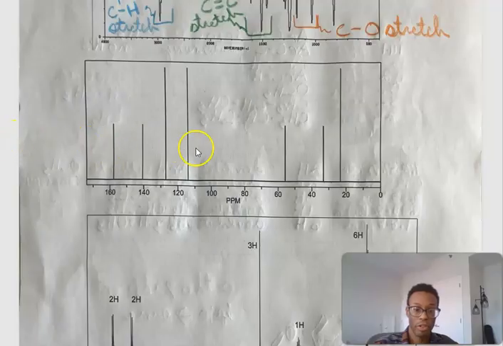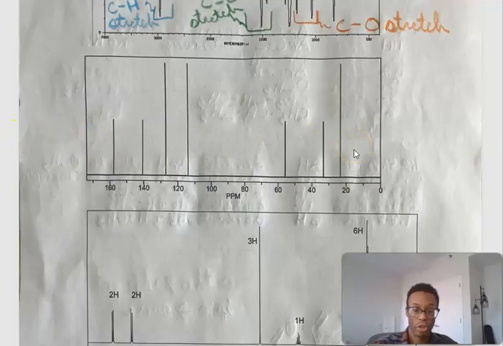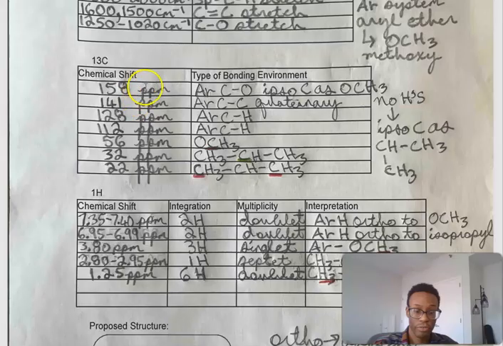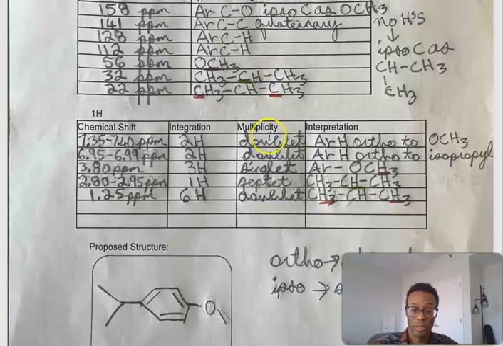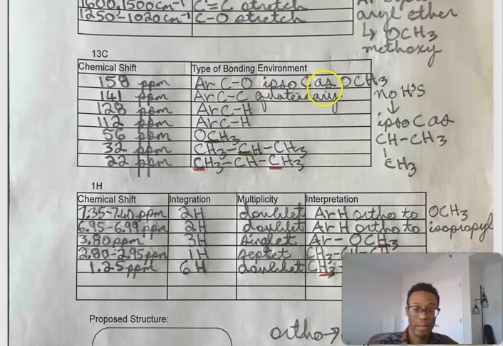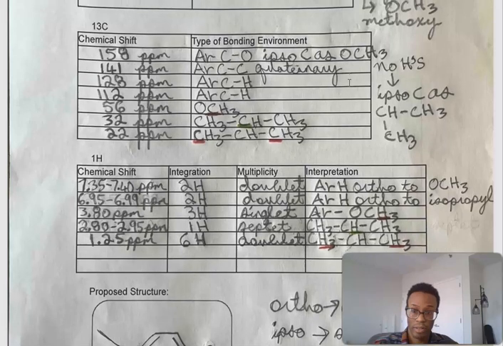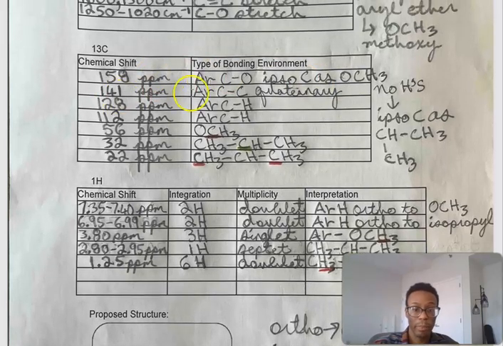Next, the 13C NMR shows 7 distinct signals, which already hint at symmetry. These include 158 ppm, aromatic carbon-oxygen single bond, which is ipso, or the carbon bonded to the methoxy. 141 ppm, aromatic carbon-carbon single bond, which are quaternary. 128 ppm, aromatic carbon-hydrogen bonds, and 112 ppm, aromatic carbon-hydrogen bond.